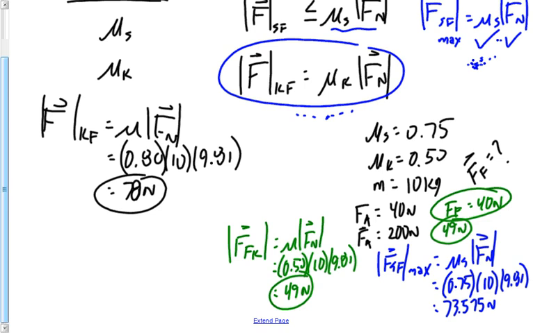So static friction in the first case was 40 newtons. Kinetic friction in the second case was 49 newtons. Does that make sense? What else could we do with friction? Remember, we've done a couple of these problems as well, where maybe you're talking about a highway designer.